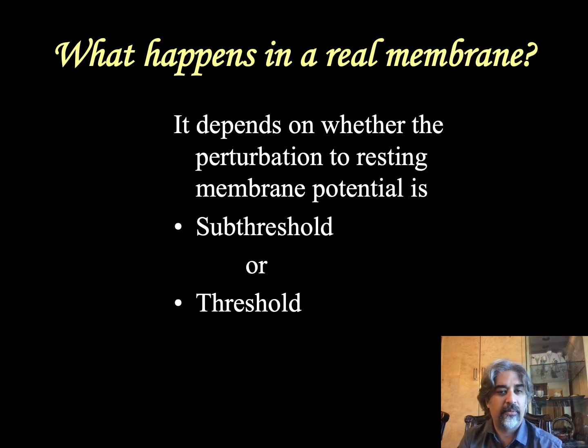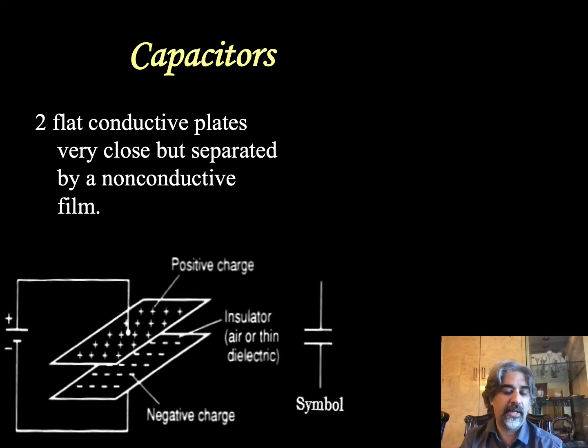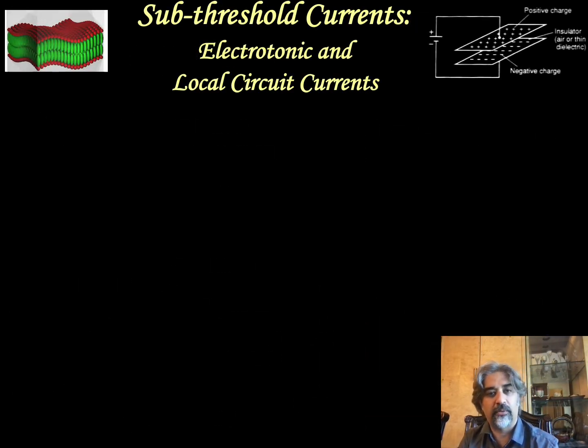So what happens in a real membrane? Well, that depends on whether you're exerting a subthreshold or threshold depolarization to the membrane. So you'll remember I talked about capacitors as being two conductive plates separated by a non-conductive film, and then positives are moving onto the plate that makes the dipole in the middle, and then positives are basically going to want to leave this other plate, go down the wire, and you've basically had current occur without anything going across this insulator. So that was capacitive current.